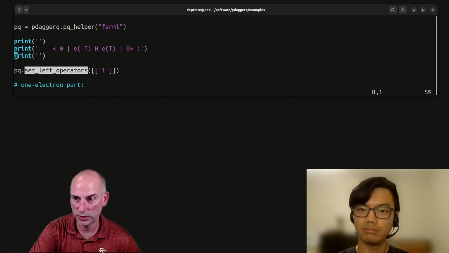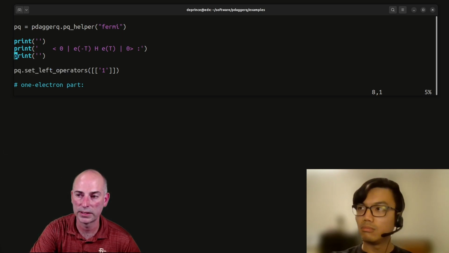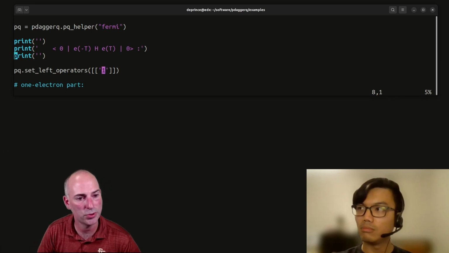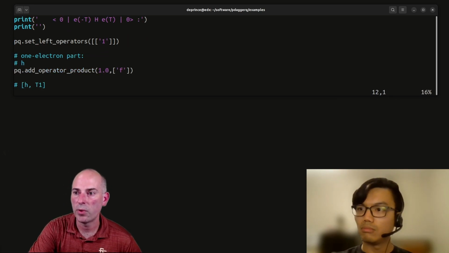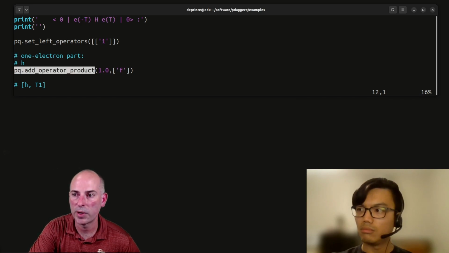You can define strings of operators that define your bra or your ket state with these set left operators and set right operators. There is nothing here other than the reference, so this operator is just 1. This is not necessary to have there. I'm not sure why it's there. If I want to do the 1 electron part, I use add operator product. There's actually a specific function that defines the similarity transform itself, but we'll do it explicitly in this example. So I have my 1 electron part.